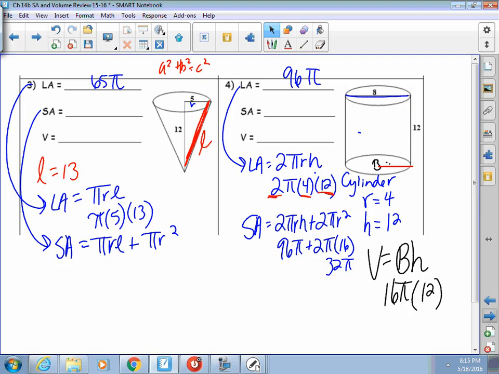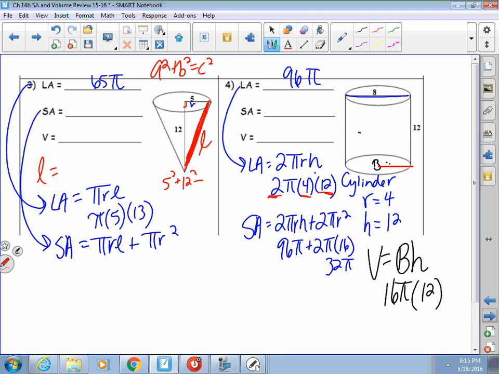Then on 3, lateral area, surface area, and volume. For the formula for lateral area, it's pi r L. I know the L is already written up here, but make sure you know how to get to that L, because your L is your slant height. That's our red segment here. To get to that L, I had to use the Pythagorean theorem. So we did a squared plus b squared equals c squared using the right triangle that we have in here. Basically I did 5 squared plus 12 squared equals L squared, which ended up being the 13 that I had up there earlier.